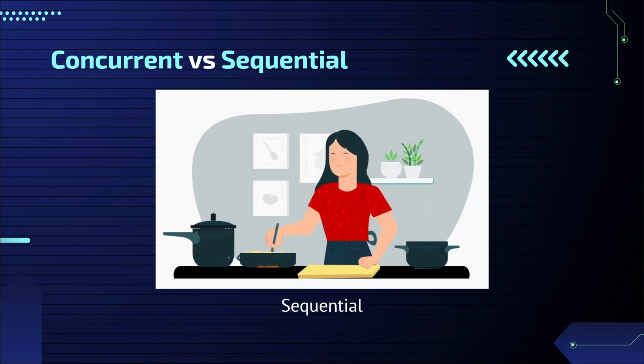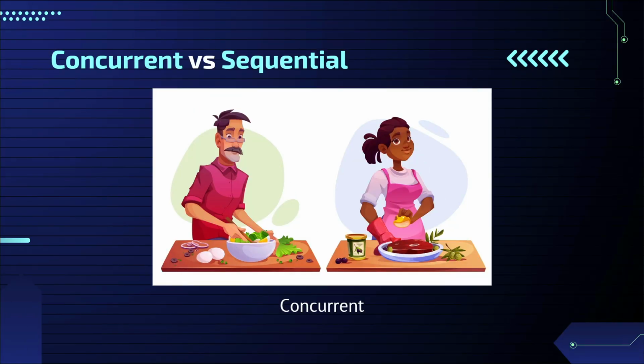Now imagine you call a friend to help. While you cut the vegetables, your friend starts cooking and someone else is setting the table. Everything happens at the same time. This is concurrent execution, which is how VHDL works. Multiple tasks can happen at once, just like different parts of a circuit working together.